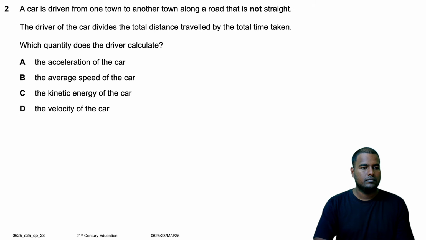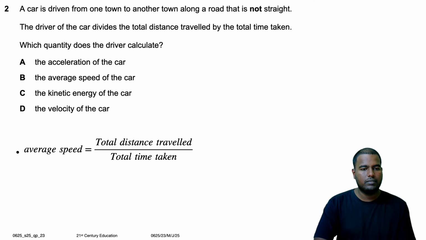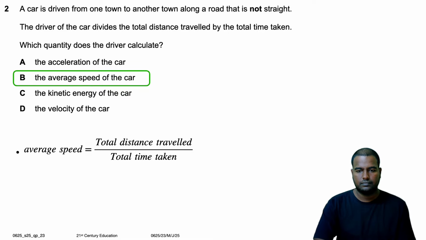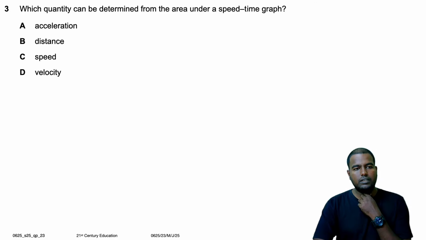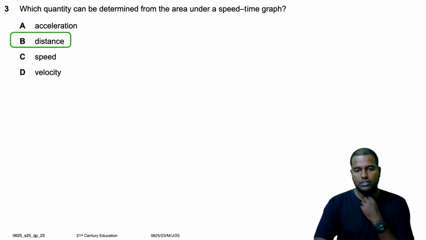A car is driven from one town to another town along a road that is not straight. The driver of the car divides the total distance traveled by the total time taken. Okay. So average speed is total distance traveled divided by total time taken. So the average speed of the car. Which quantity can be determined? The area under the speed-time graph is a distance. It's actually total distance traveled, but it'll do.